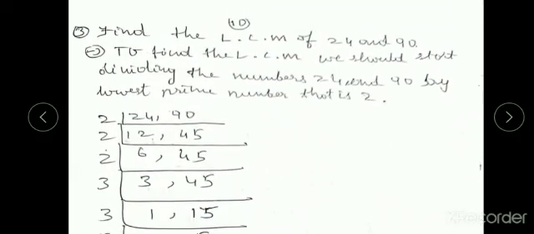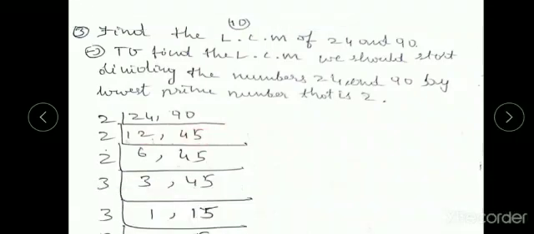Now let us move to the third problem, that is, find the LCM of 24 and 90. To find the LCM, we should start dividing the numbers 24 and 90 by the lowest prime number, that is 2. If we divide 24 by 2, it is 2 12s are 24 and 2 45s are 90.